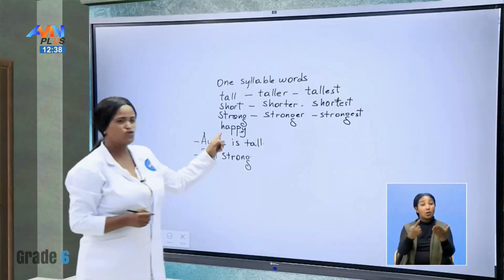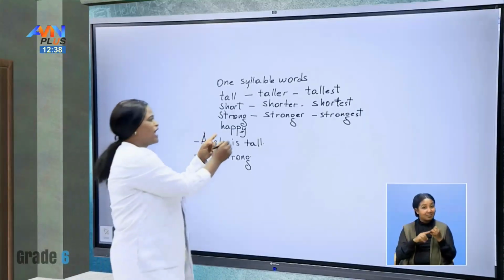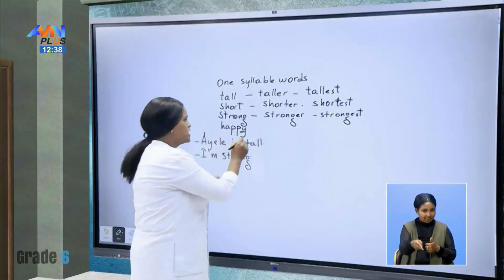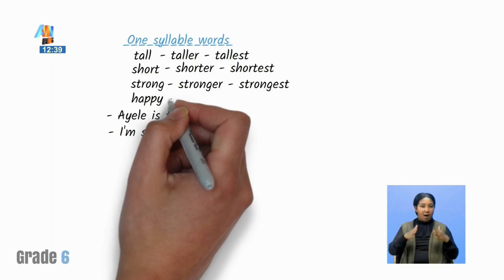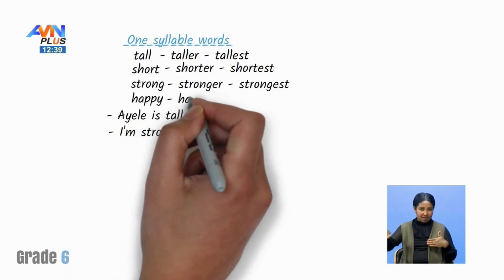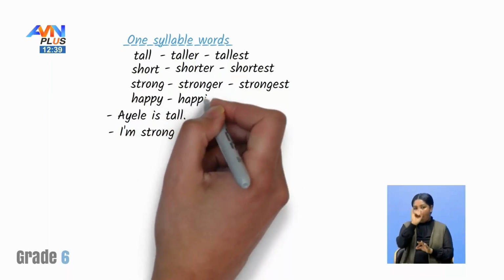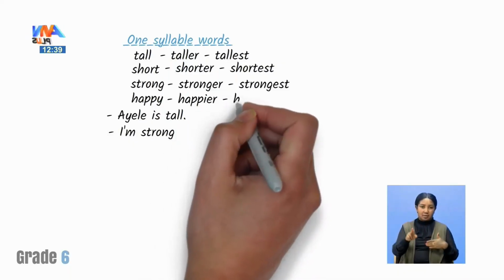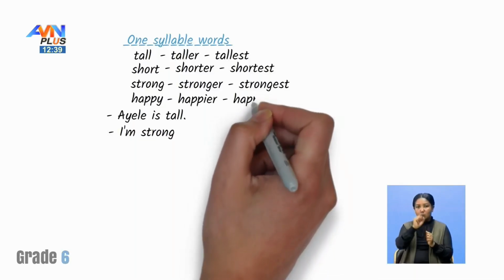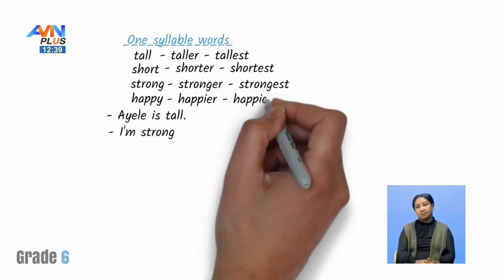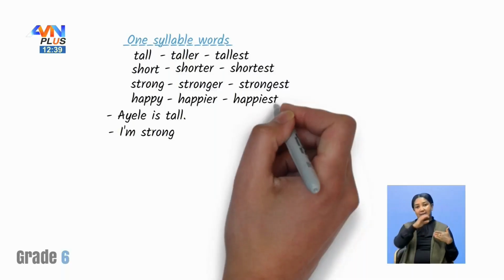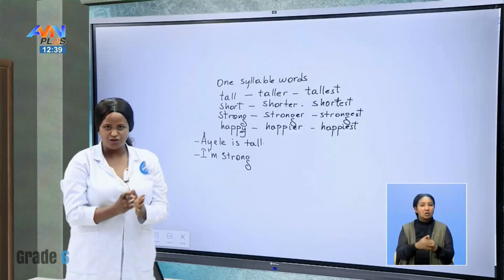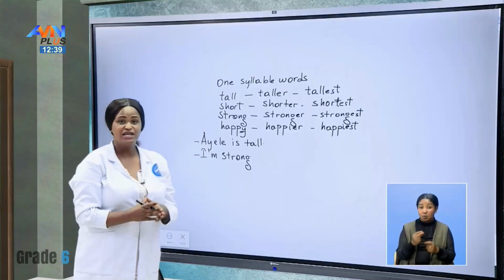Now here we come to happy. What did I tell you? Happy ends with Y. So what do we do? We just cancel Y and put I, right? Happy. Now, instead of Y, I put I. Then we go with ER. Happier. Yeah? And the same thing with the superlative. Happy, happiest. You see? This is how we use the one-syllable words in their comparative and superlative forms.